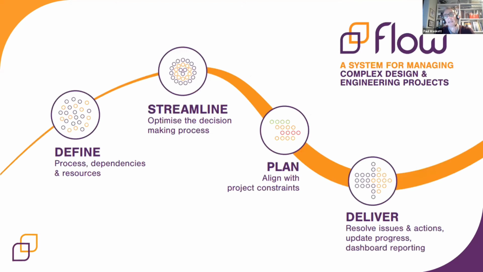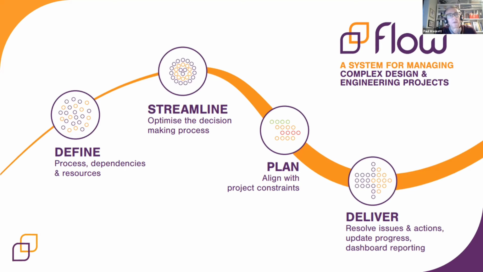So I'll introduce Flow in more detail in a moment or two, but as an overview, we use Flow to implement, in effect, 4 stages when we deliver projects. We define the process, we use DSM to streamline and plan the process, and then as the project is delivered by engineers or product developers, whoever's involved, we are using the DSM and the plan to ensure that the project is delivered as predictably and as reliably as possible.